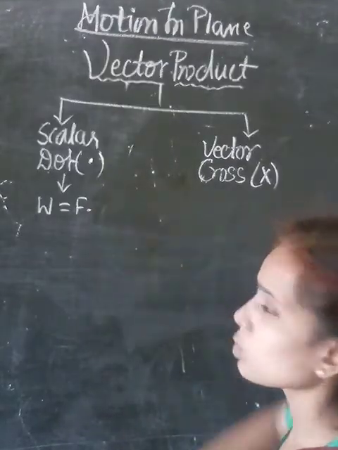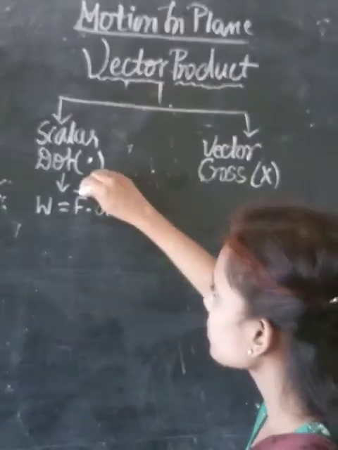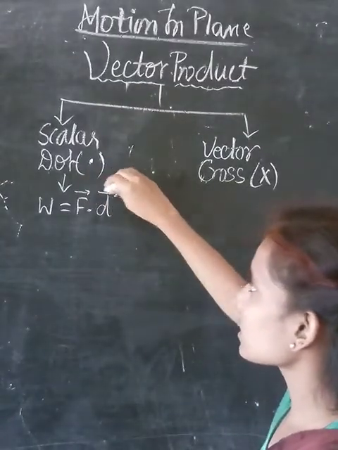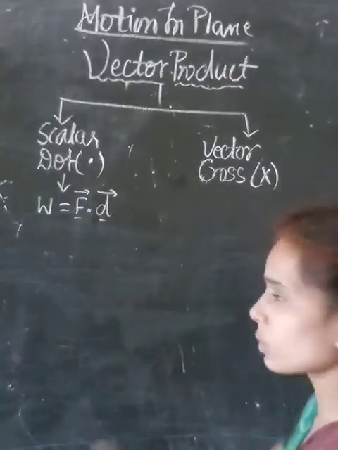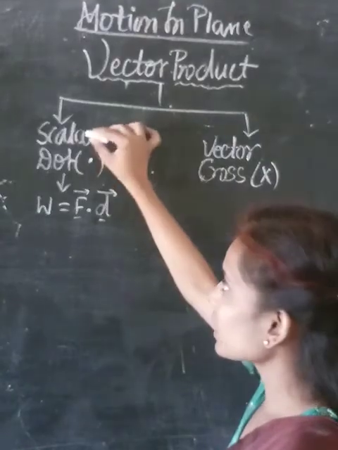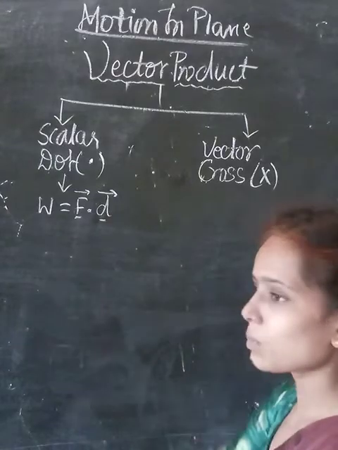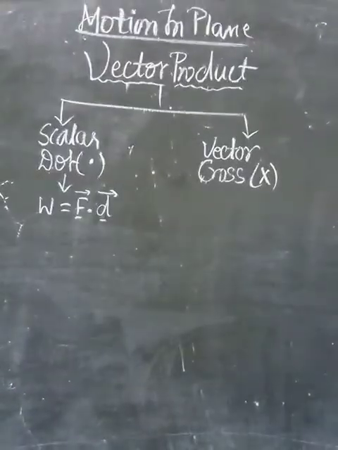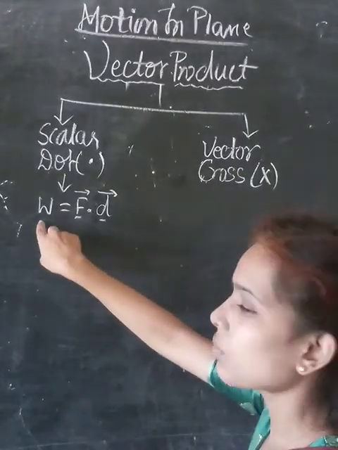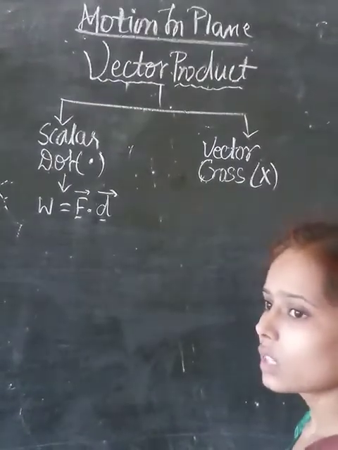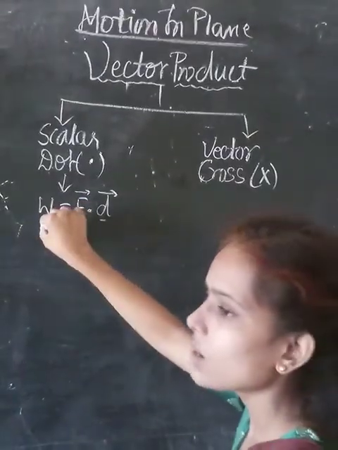D or s, both show the displacement, but we know that displacement and force both are vector quantities. So what we can say, this is the product of two vector quantities, so it should come under the vector product. But why are we writing it inside the scalar product? Because force and displacement both depend on direction, so both are vector quantities. On multiplying these two vector quantities, we get work done, and work done is a scalar quantity. So on multiplying two vector quantities, we are getting a scalar quantity.